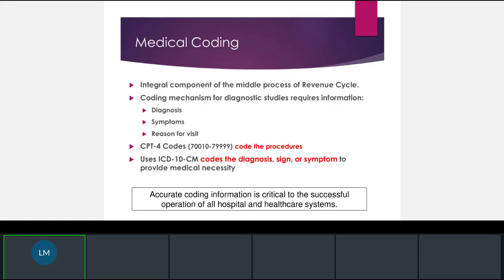And they give you some examples, like 71045. That number means that the patient had a single view of the chest. If the CPT code was 71046, then it means the patient had a 2-view chest.